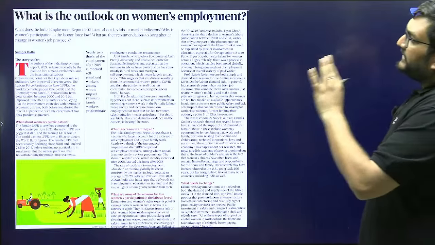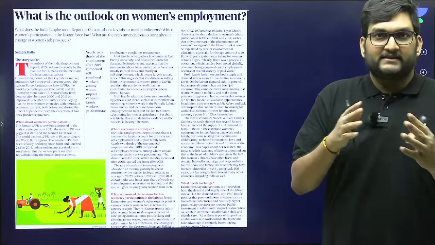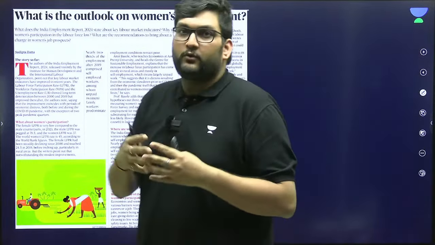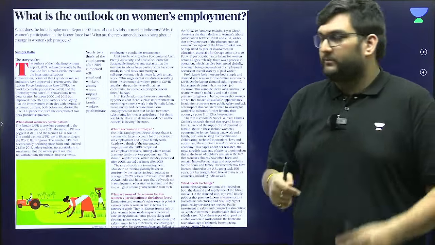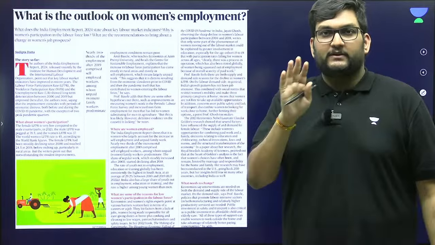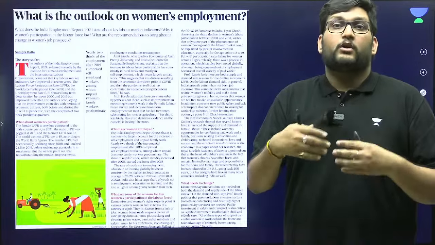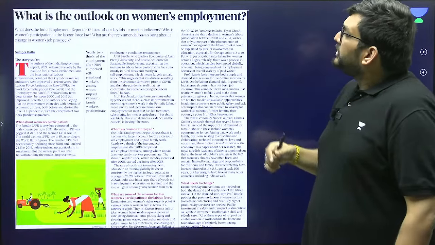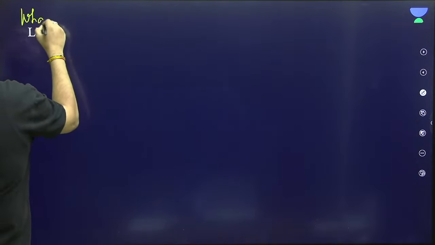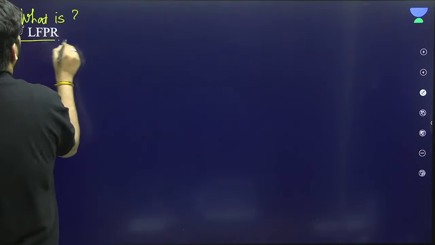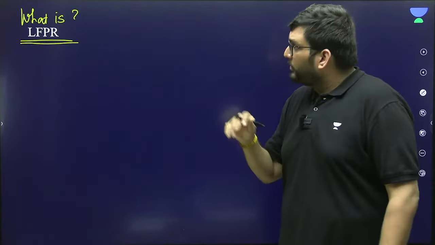So with this, the first article which came in the FAQ section was basically about women's employment, about labor force participation rate, and a very interesting discussion with regards to how they get employment. So what we are going to do here is we will try to understand what are the basic contours. We'll try to understand the static behind it, what is the basic concept behind it itself. So the first question which comes automatically is, what is labor force participation rate? Because it is used all across the whole article itself.